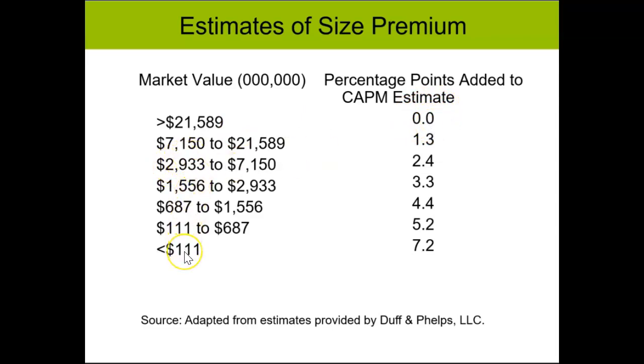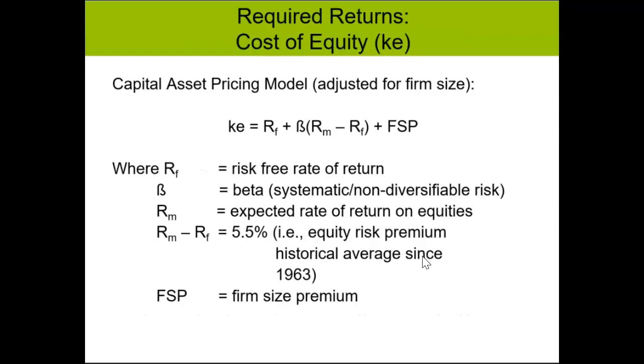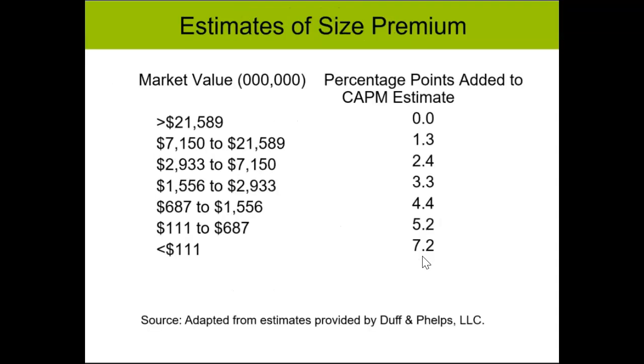But in the case of a smaller firm, with a market value of less than $1 million, 7.2 needs to be added as the premium. In order to get the required returns, we have estimated the cost of equity. Similarly, you are going to estimate the cost of debt and the cost of preferred stock, depending on the market values.